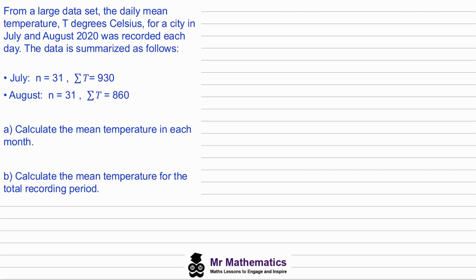Okay, so for our first question, we're told that the daily mean temperature for a city in July and August is summarized here. For part A, we've been asked to calculate the mean of each month, and for part B, the mean for the total period. So we should know from our work at GCSE that the mean average is the sum of all the data divided by the sample size. And this symbol here is sigma, and this represents the sum of all the data.